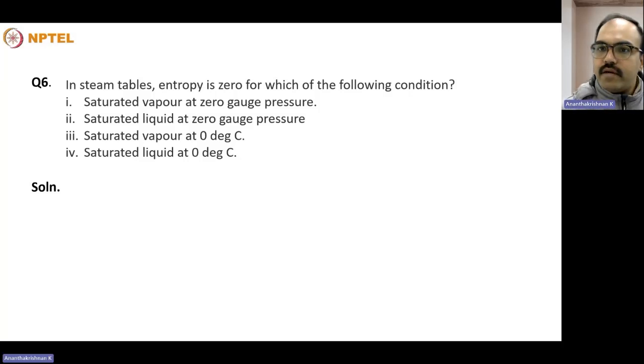In steam tables, entropy is 0 for which of the following condition? A saturated vapor at 0 gauge pressure, saturated liquid at 0 gauge pressure, saturated vapor at 0 degrees Celsius, and saturated liquid at 0 degrees Celsius. Entropy is 0. If you look into the steam table, which is the datum for determining the entropy.